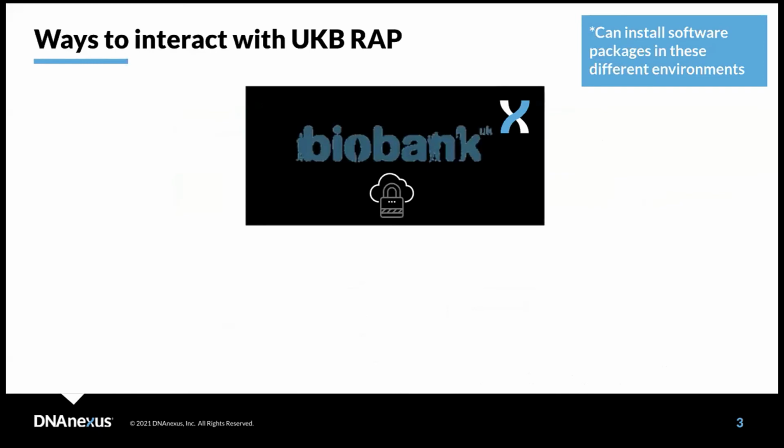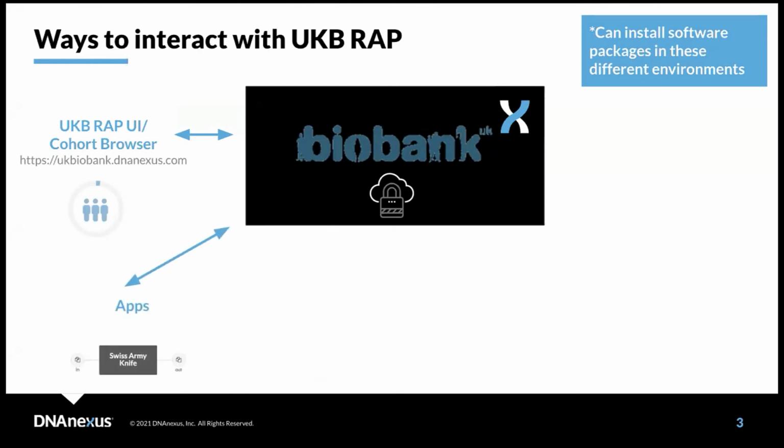So in the platform, in the UKB RAP, there are different ways you can interact with it. First, there is the UKB RAP UI where you can organize your files, and you can also look at the bulk files. We will talk about it in a few moments. And you can also look in the cohort browser, where you can create a cohort and explore the dataset. It could be mainly used for phenotype data. Then you can also use apps, which is basically packaged software. Here, I have an example of Swiss Army Knife, which is software that contains different bioinformatics tools.